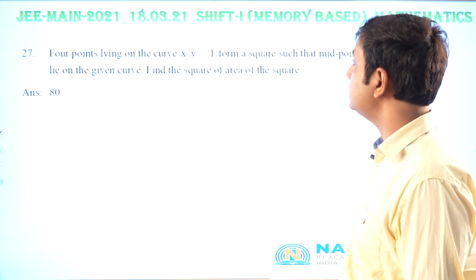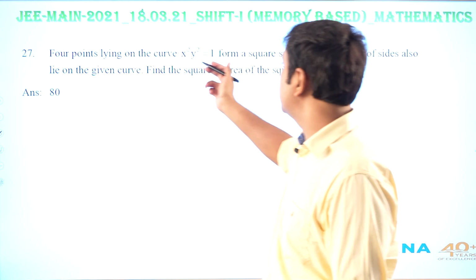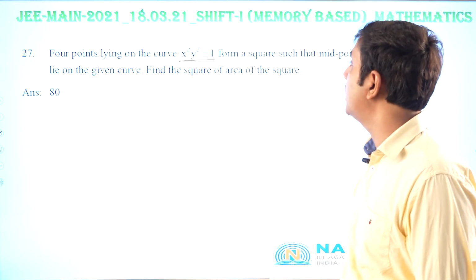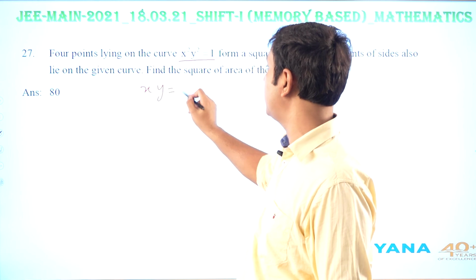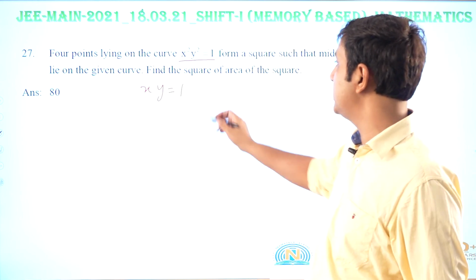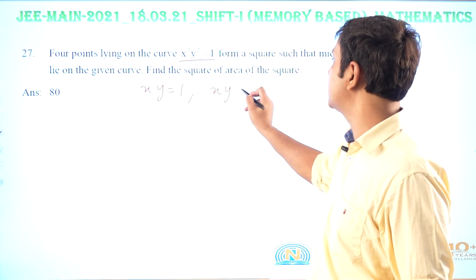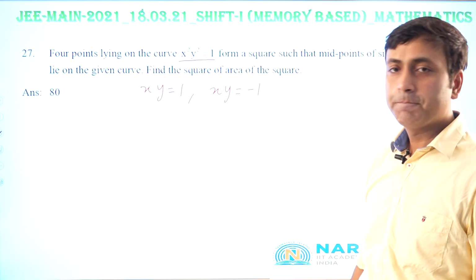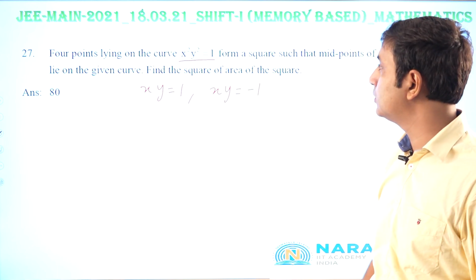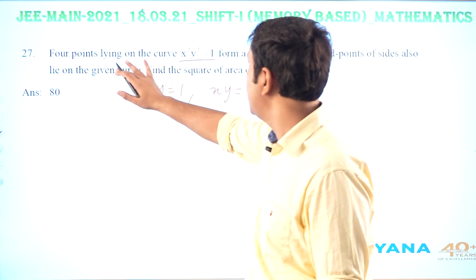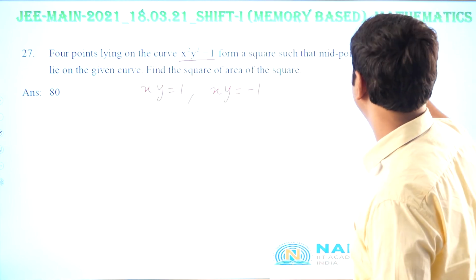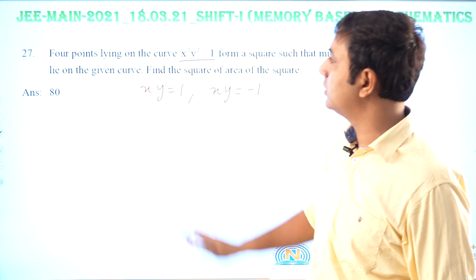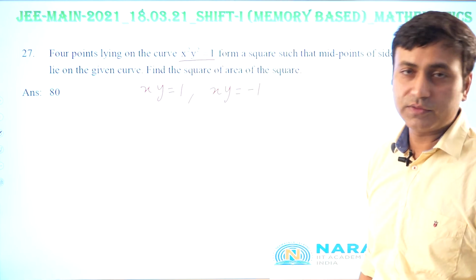Moving on. Now 4 points lying on this curve. Now what is this curve? This is rectangular hyperbola xy is equal to 1, union of all those points with xy is equal to minus 1. So it's actually two curves, xy is equal to 1 and xy is equal to minus 1. And there are 4 points possibly in 4 different quadrants. They form a square and midpoints also lie on this curve. We have to find the area of that square.